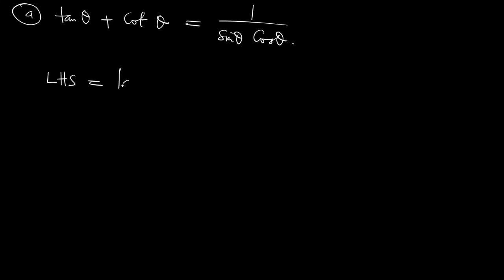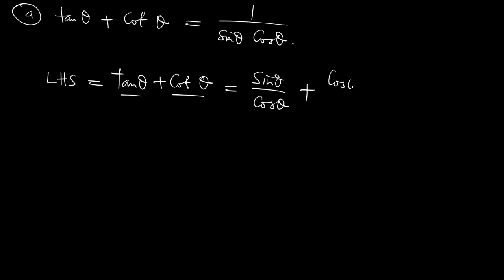So the left hand side is tan theta plus cot theta. Tan theta is the same thing as sin theta all over cos theta, plus cot theta, which is the same thing as cos theta all over sin theta. Now, what is the LCM of the denominator? The LCM of the denominator is cos theta sin theta.